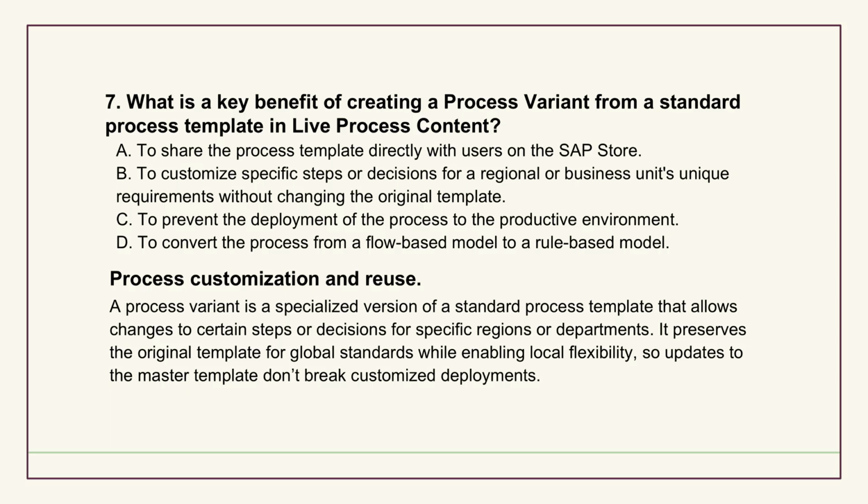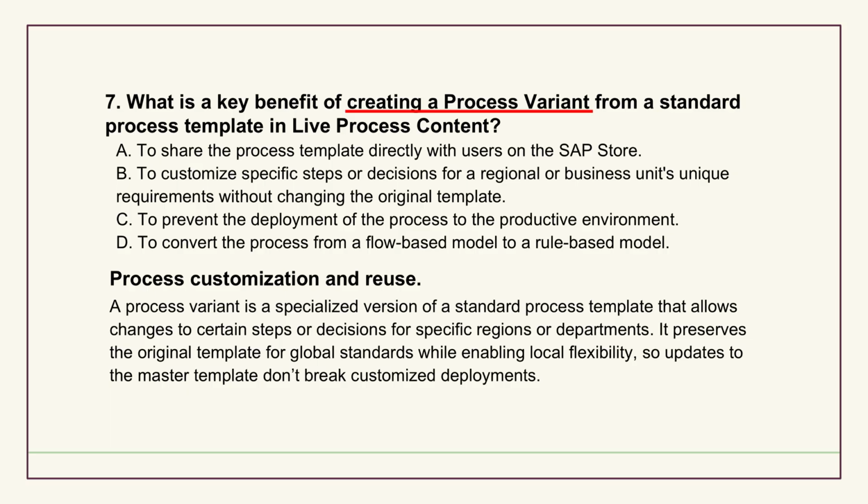How does SAP Build handle customizing that global process for, say, the German subsidiary without messing up the standard template everyone else uses? The solution there is creating a process variant. You take the standard template, the live process content, and you create a variant from it. And the benefit is flexibility.